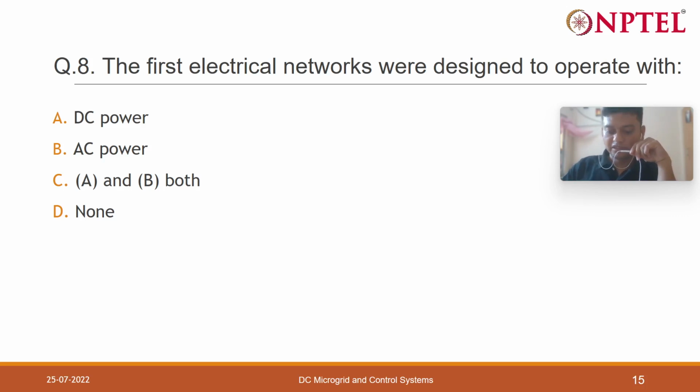Let me just give who invented DC. For DC power, who invented the DC part? It was invented by Thomas Alva Edison. And the AC power was invented by Nikola Tesla.